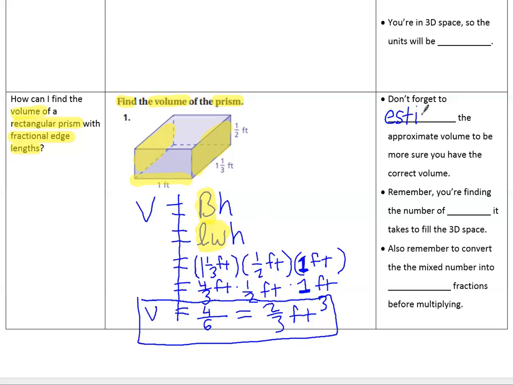So don't forget to estimate the approximate volume to be more sure you have the correct volume. Remember, you're finding the number of blanks it takes to fill in the 3D space. The number of cubes, volume is cubes. Also remember to convert the mixed number into improper fractions. Improper means the numerator, the top, is greater than the denominator, the bottom.